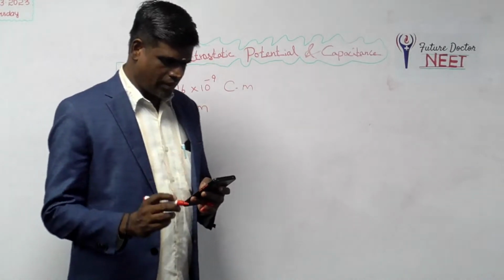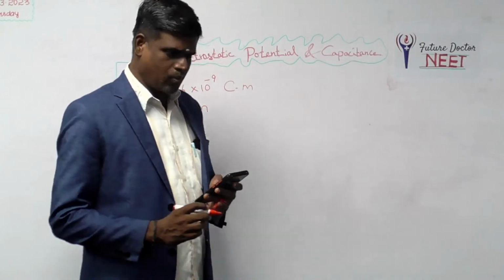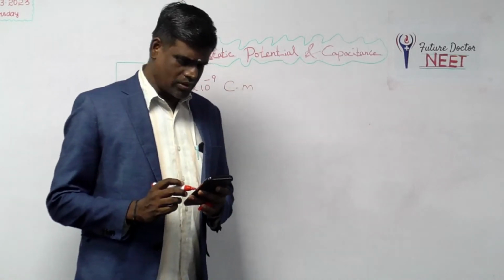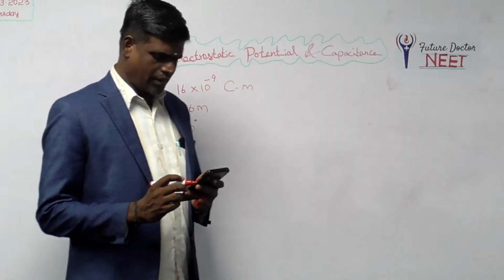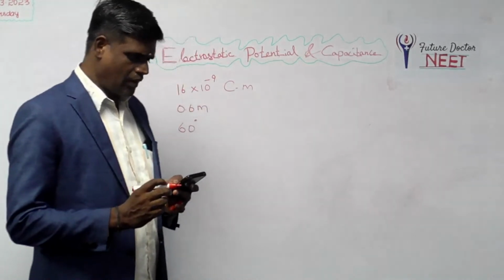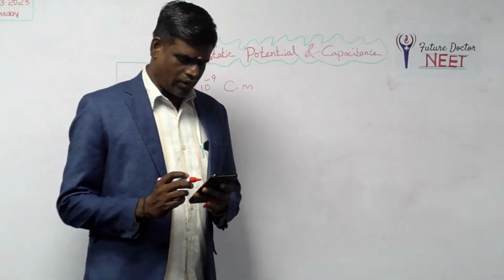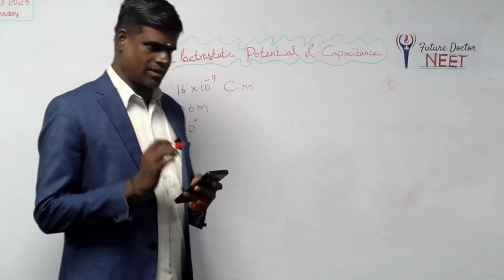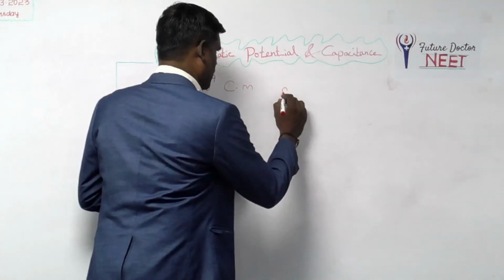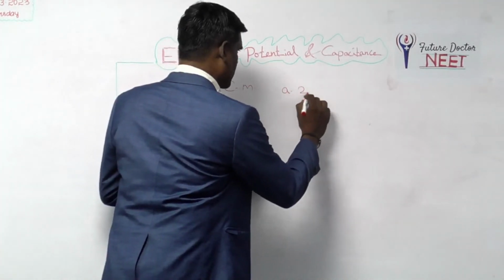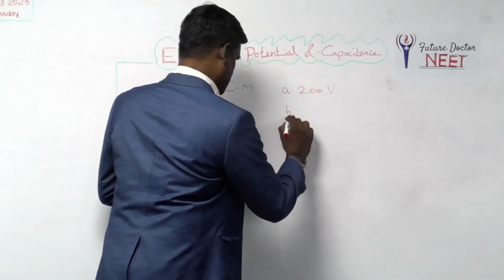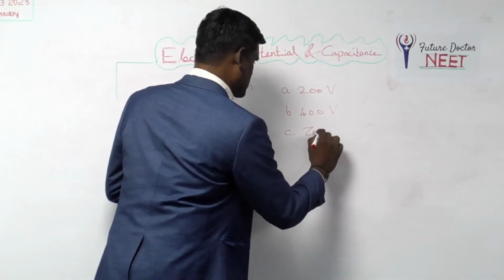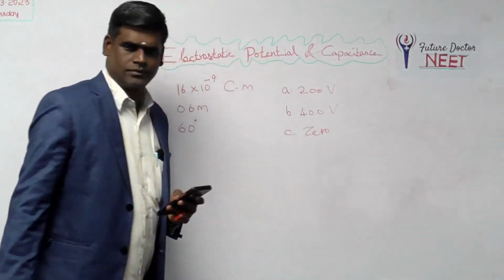I am repeating the question again. A short electric dipole has a dipole moment of 16 into 10 power minus 9 cm. The electric potential due to the dipole at a point at a distance of 0.6 meter from the center of the dipole, situated on a line making an angle of 60 degree with the dipole axis, is dash. Options A, B are given. Option A, 200 volts. Option B, 400 volts. C option, 0. I think 3 options are enough.